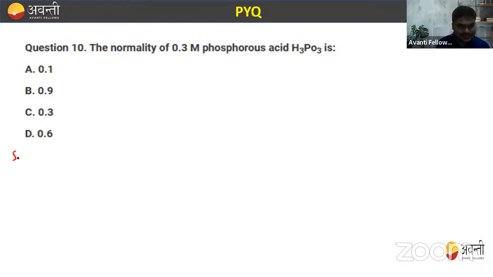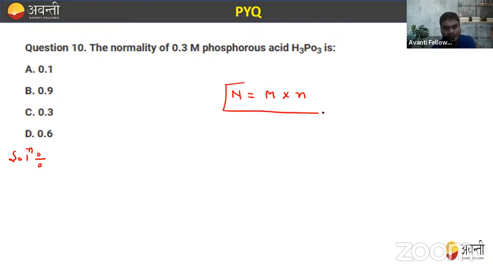Now the next thing, you need to calculate the normality of 0.3 molar phosphorus acid, that is H3PO3. So we need to calculate the normality of 0.3 molar phosphorus acid. How will you calculate normality? This is a very simple formula. Normality is equal to molarity into n factor, right? So if you know the n factor, then you can easily calculate normality.